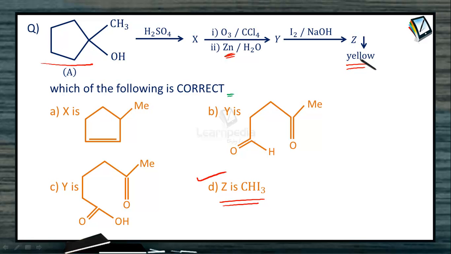Except otherwise, if Y does not give the iodoform reaction, then there may be a problem, because we are asked which of the following is correct. There should be only one right answer. If Z is formed, that is yellow, then Z must be iodoform. Then to cross check whether X is right, Y is right, and whether Z is iodoform only or not, what exactly is the product of the reaction, let us check by writing the equation completely.